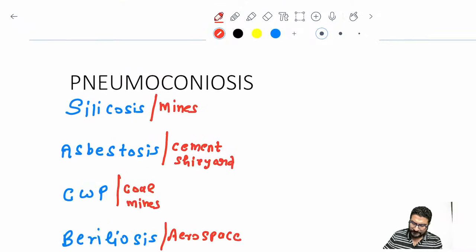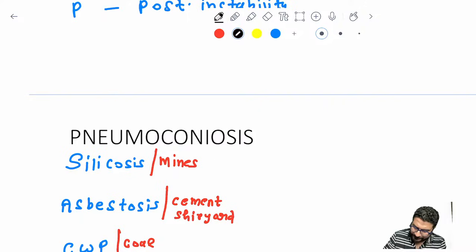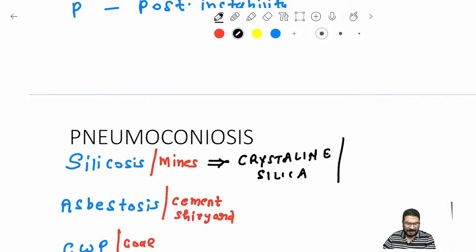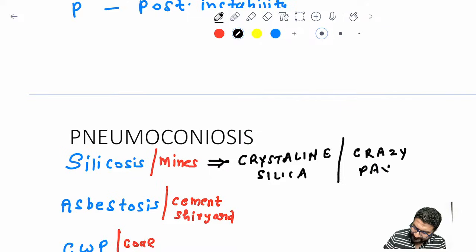Okay, now coming to silicosis. Silicosis, what else do they ask you? So we have different forms of silica. Remember, the most dangerous form will be crystalline silica. Silica will have a classical pattern on CT. Can anyone tell me? Any classical pattern on CT? We call this crazy paving pattern.